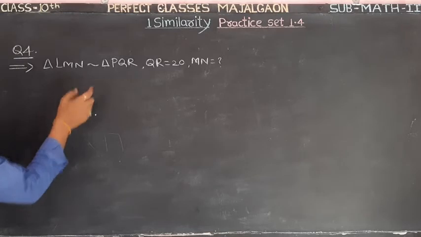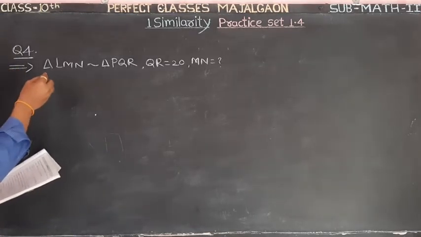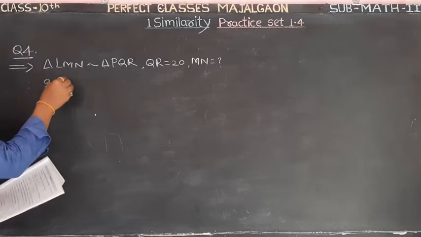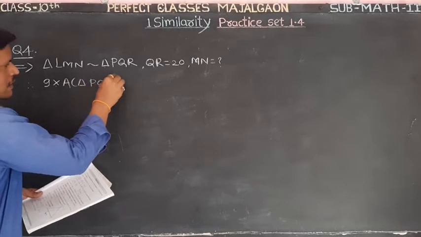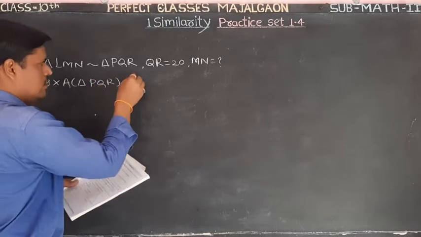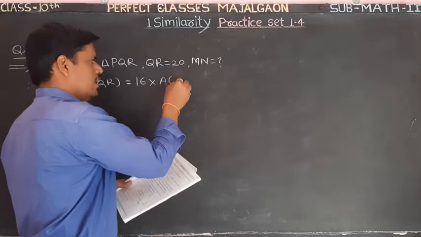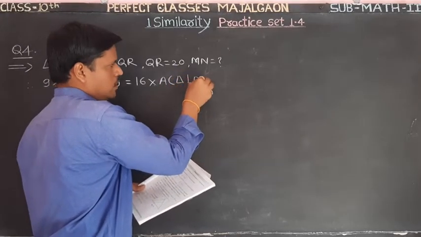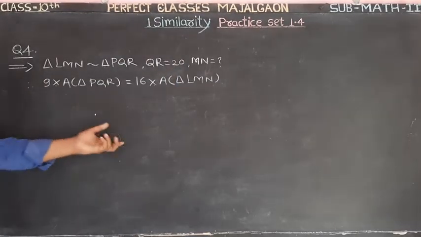First, they have given that these two triangles are similar. Also, they have given 9 times the area of triangle PQR equals 16 times the area of triangle LMN. How to solve, or how to find MN?